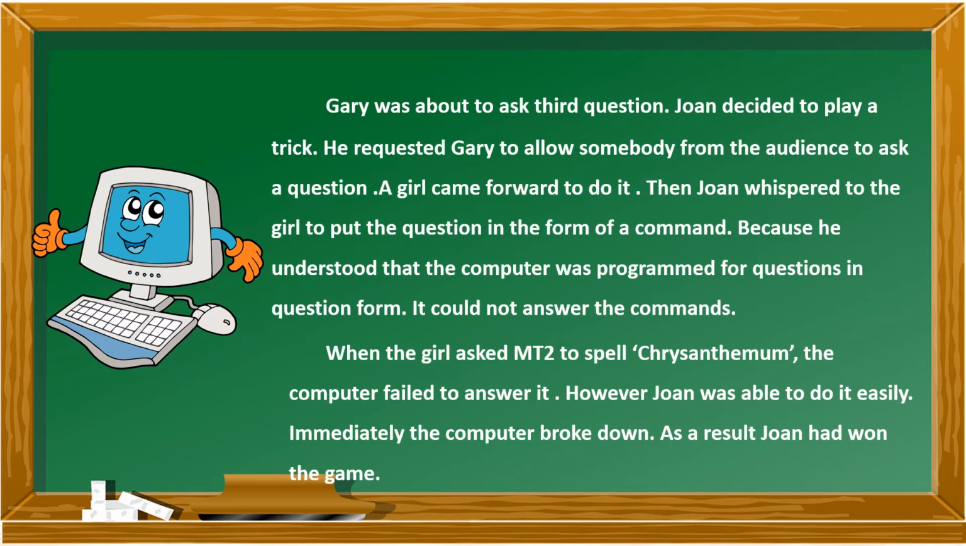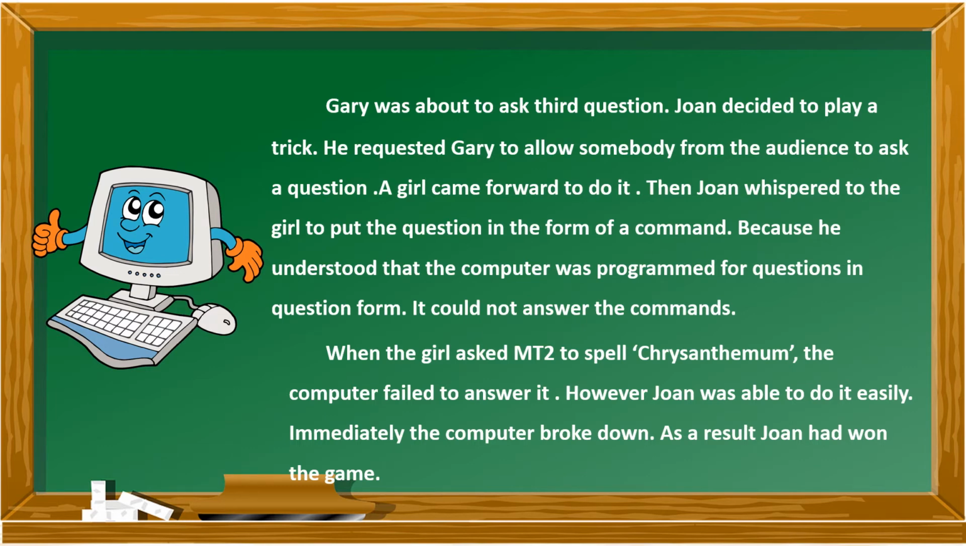Gary was about to ask the third question. Joan decided to play a trick. He requested Gary to allow somebody from the audience to ask a question. A girl came forward to do it. Then Joan whispered to the girl to put the question in the form of a command, because he understood that the computer was programmed for questions in question form. It could not answer commands.